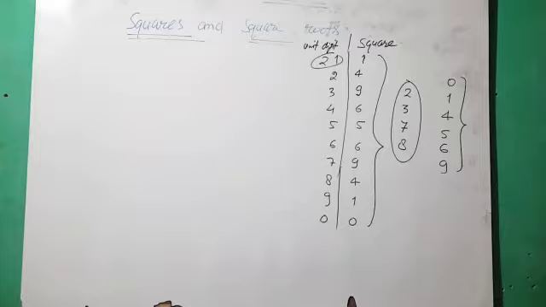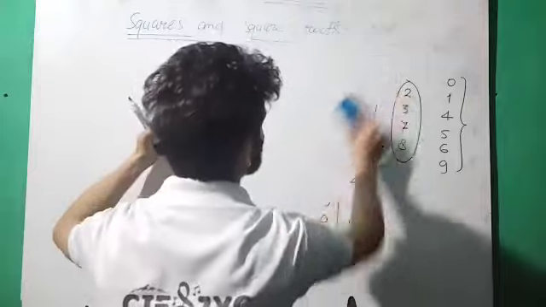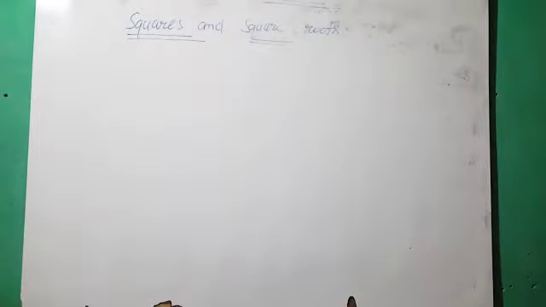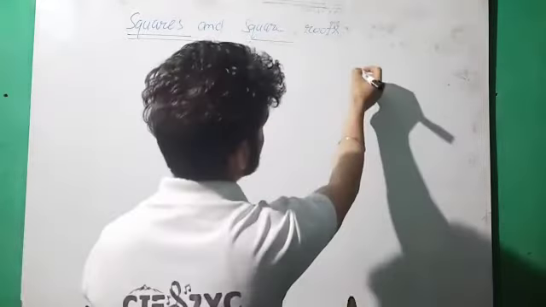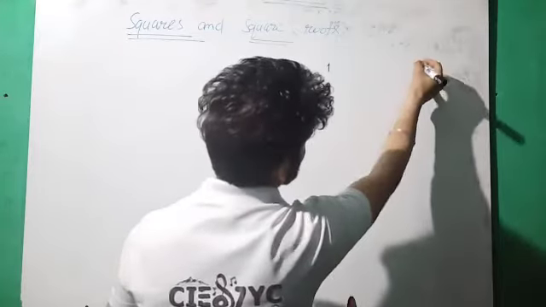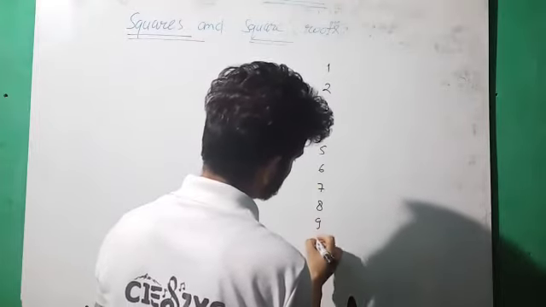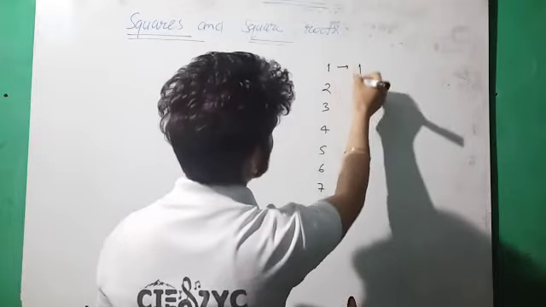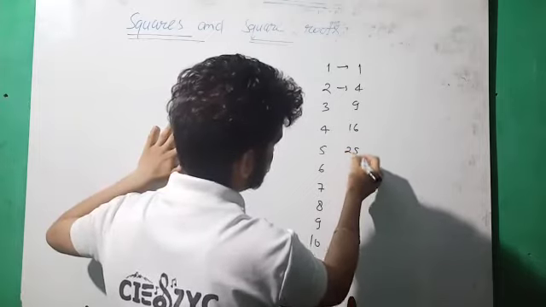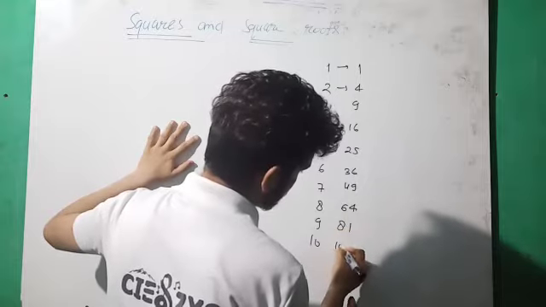One more thing you have to remember. Now we will discuss the method to find the square root of a given number. First you have to remember the squares of numbers up to 10: 1, 4, 9, 16, 25, 36, 49, 64, 81, 100.